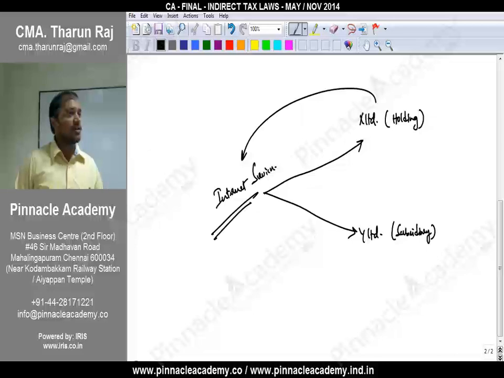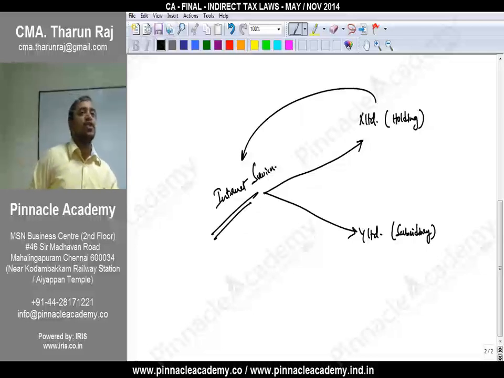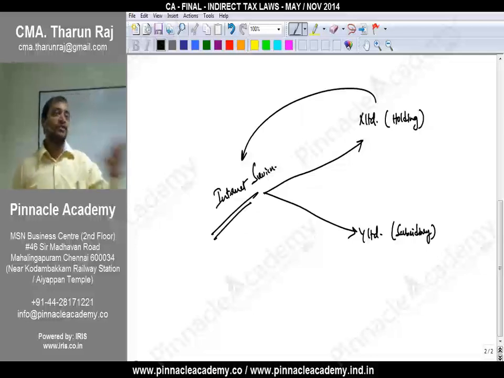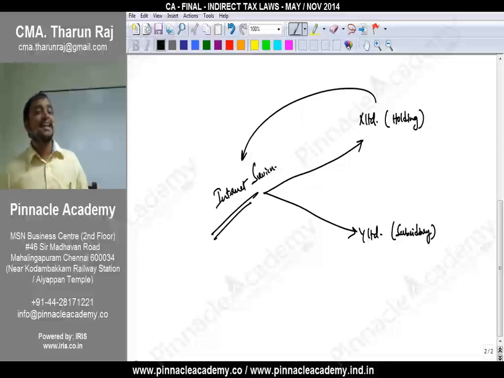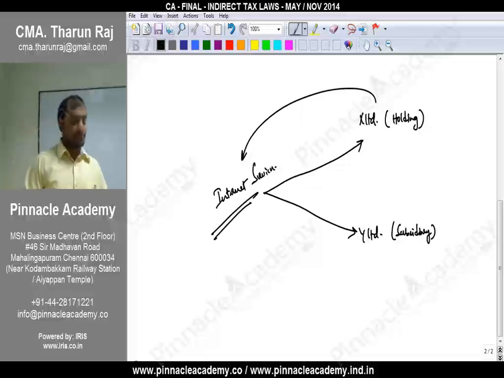Can he take this stand? No. Consideration should be received from the service recipient. Is there any condition like that? Consideration must be present in the transaction. It does not mean consideration should be received only from the service recipient. The consideration can be received even from another person other than the service recipient. In our case, the holding company is paying.